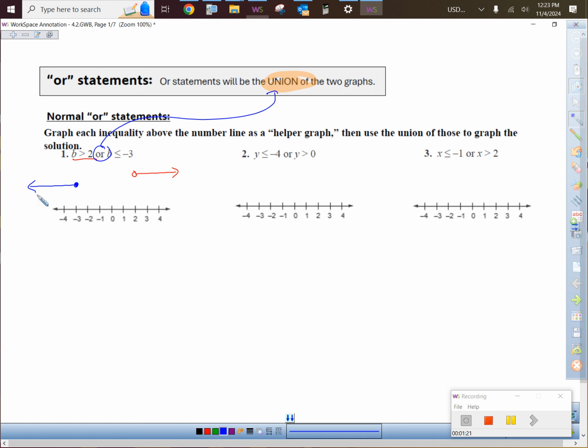I don't care if you're on the blue graph. I don't care if you're on the red graph. You are in this answer. Just like if you are right-handed, you get the prize. If you are wearing jeans, you are getting the prize. Even if you had both, you are getting the prize. Are you with me on that?